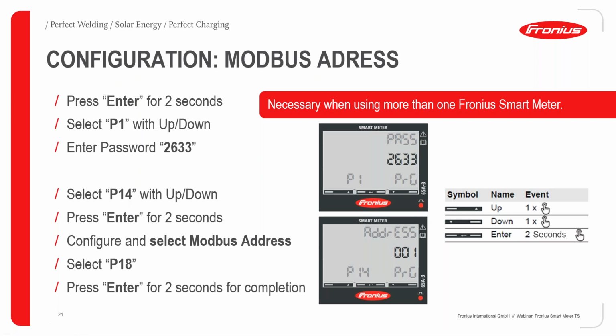Then we go again to the enter button and hold it for 2 seconds. And then we go to this picture like here below. And it's actually saying address and the current set address. Here it's 1. As I mentioned, it's factory standard. And now we say, okay, it's a secondary smart meter. So we need to change this to the number 2. Then we go to the selection page 18 and press the enter button 2 seconds again for completion. And then we're finished.